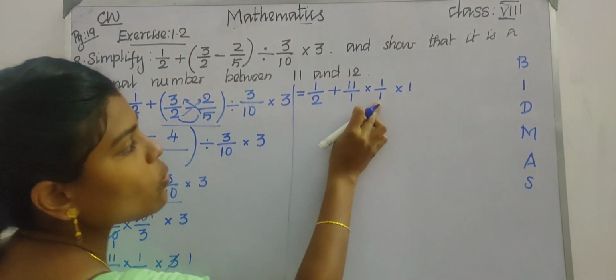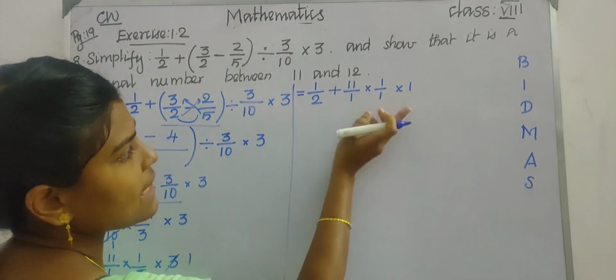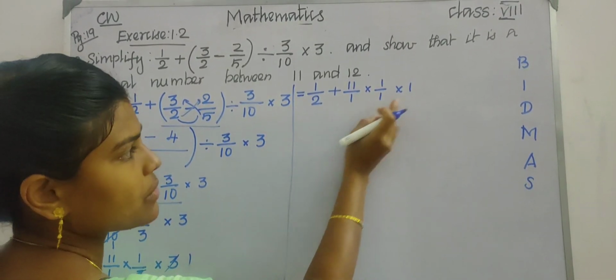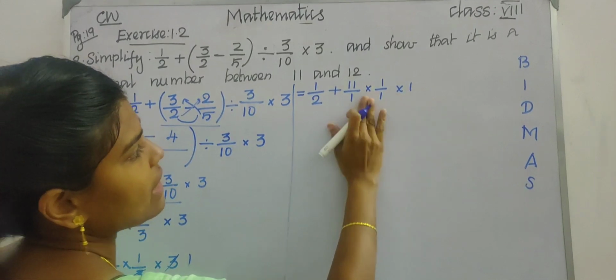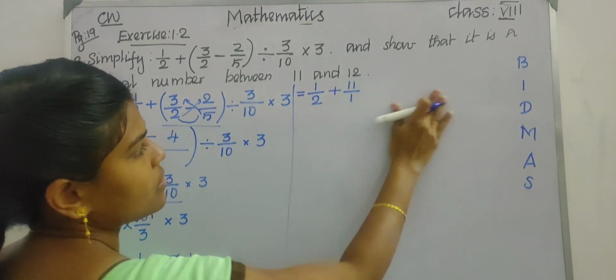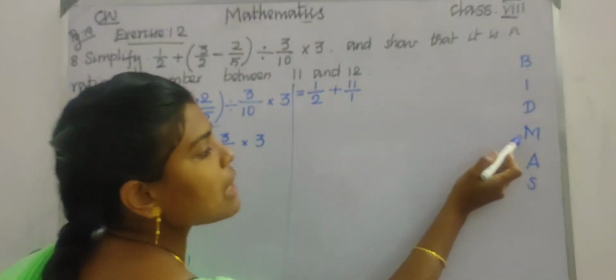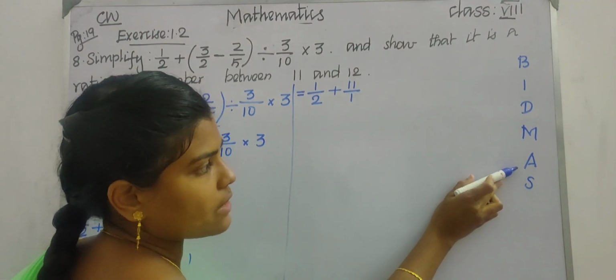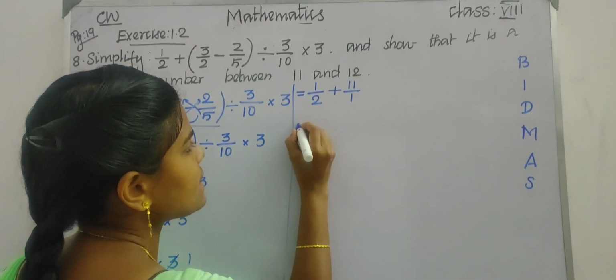Okay, 1 upon 1 we can leave, is it? So 1 1 is 1, same. 1 into 1, same. Again we are having 1 here, so that we can leave this one. Okay, so after completing multiplication we can do addition, right? So let us solve this one by addition.